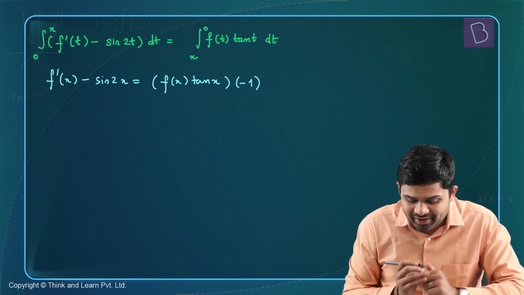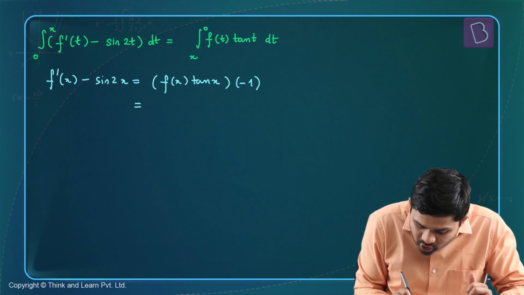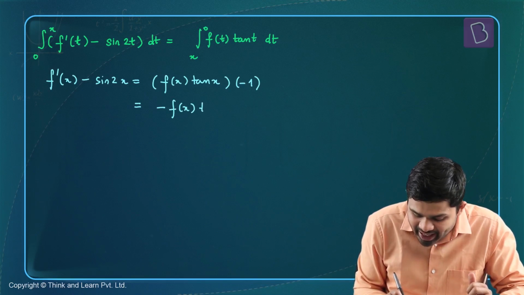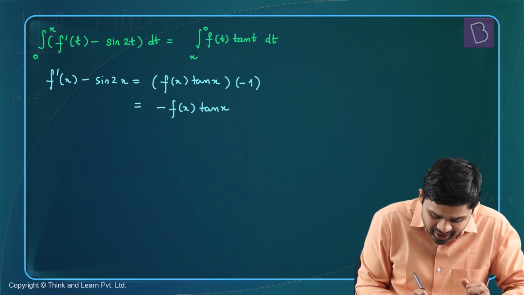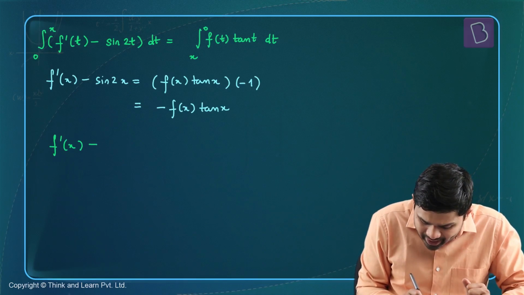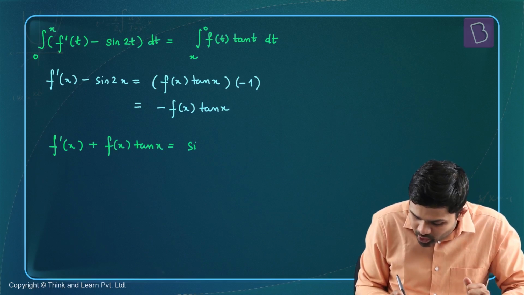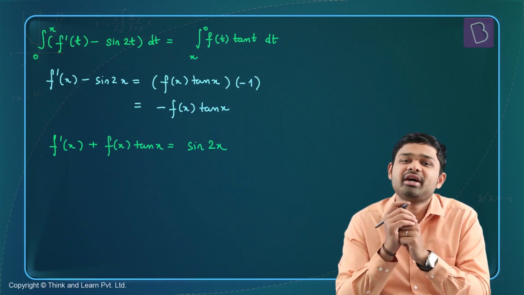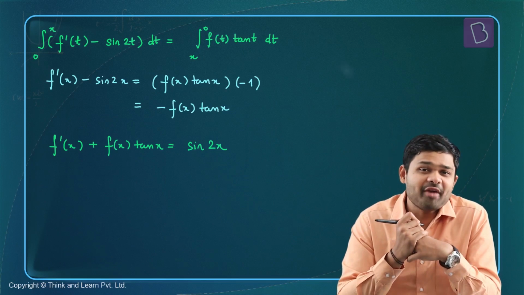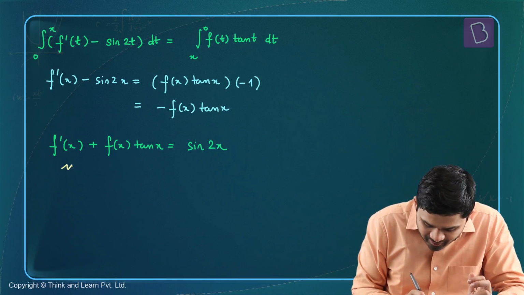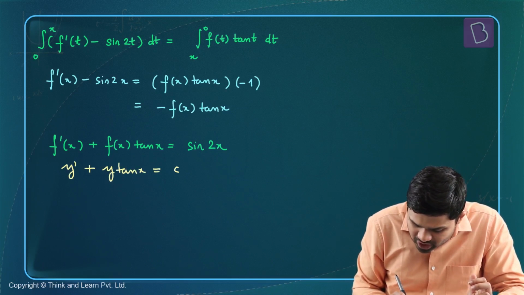So what do we have here? We have f dash of x minus sine 2x to be equal to negative f of x tan x. So I'm going to take the f of x tan x to the left hand side. So I get f dash of x plus f of x tan x to be equal to sine 2x. This is actually a linear differential equation. If you can't see that, substitute f of x with y. So you actually have y dash plus y tan x to be equal to sine 2x.